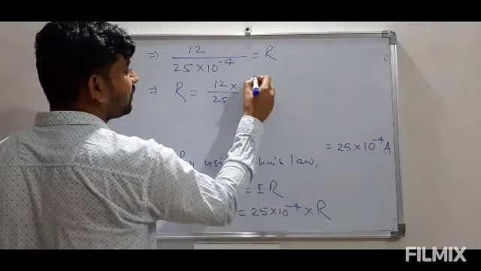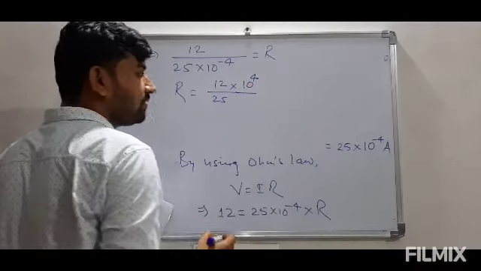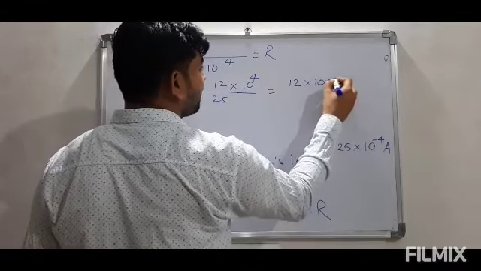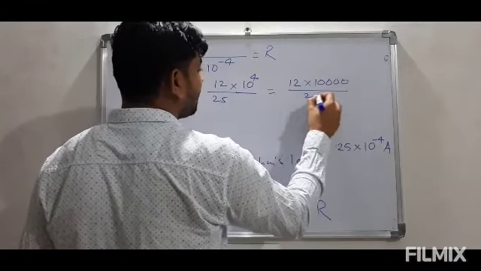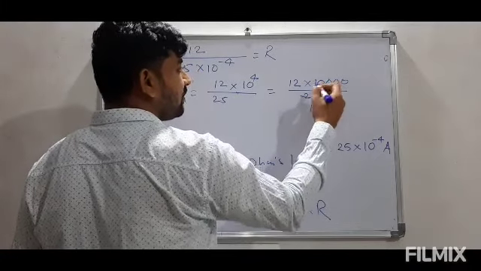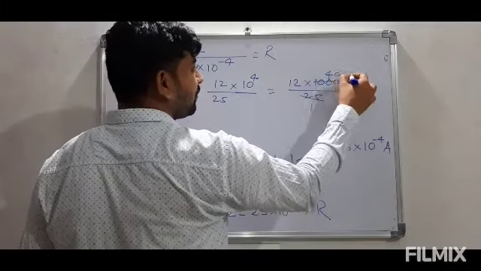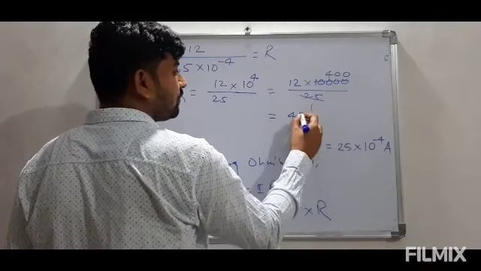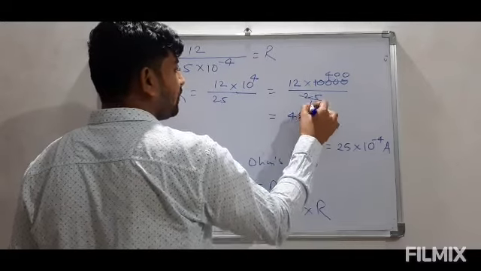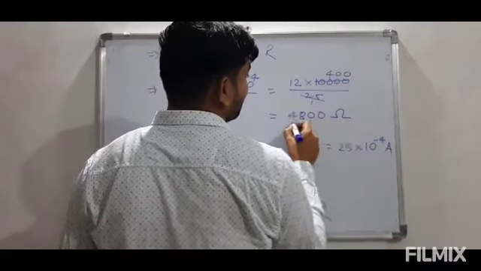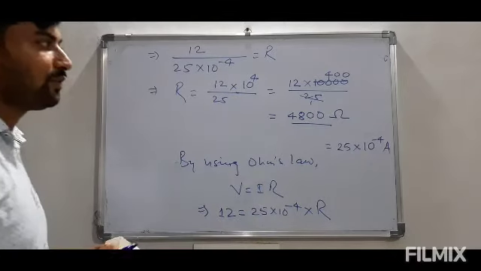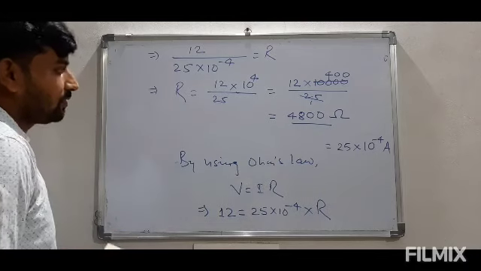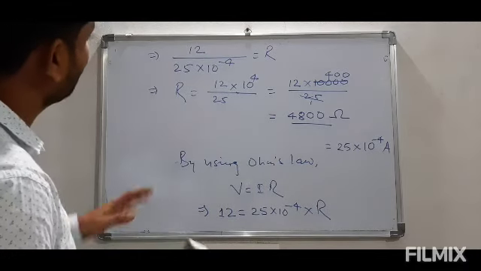If we shift it to the numerator part, this will be this way. So if we try to solve this, we'll be getting 10,000 upon 25. If we divide it by 25, we'll be getting 400. So 12 4s are 4800. What is it? Resistance. So its SI unit is 4800 ohm. So this is how we solve the question of Ohm's law.